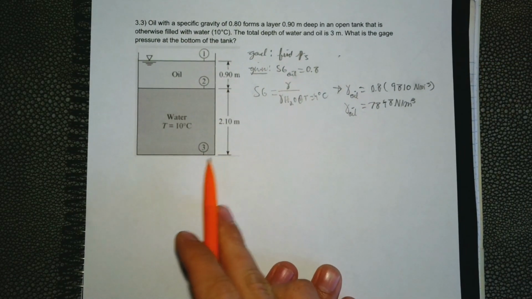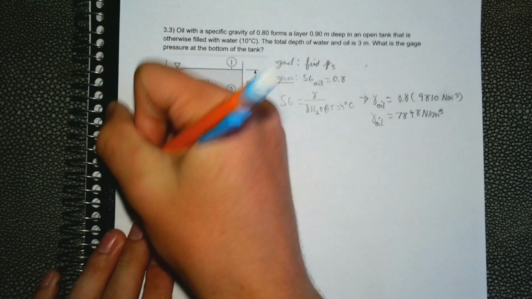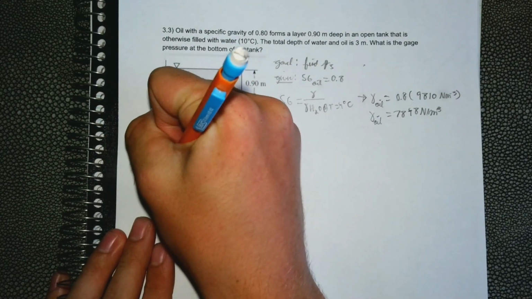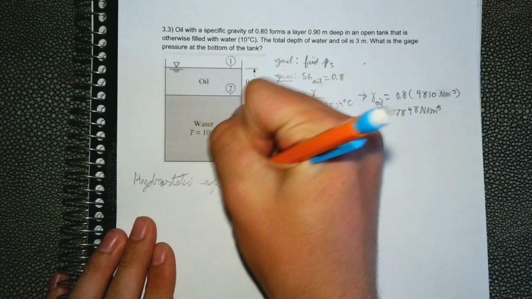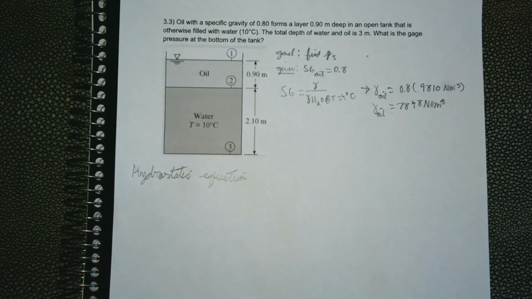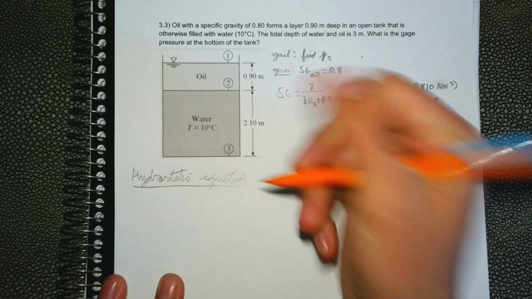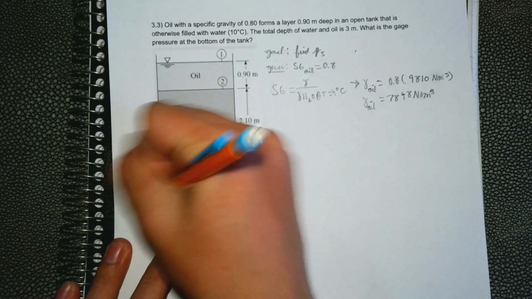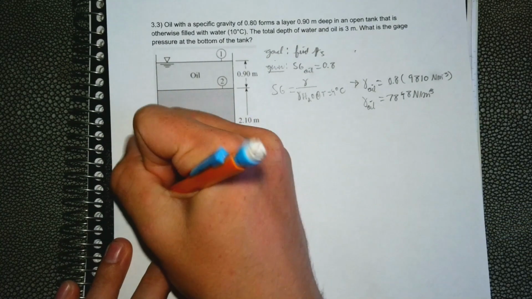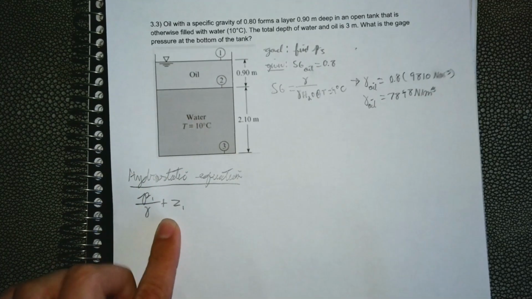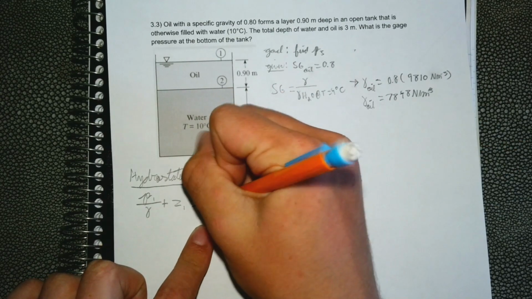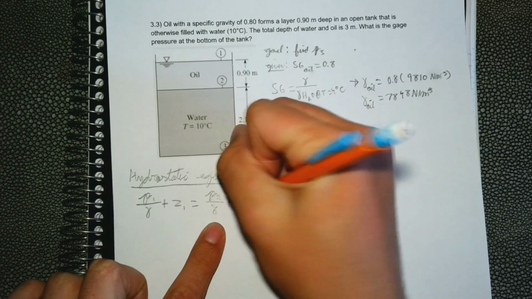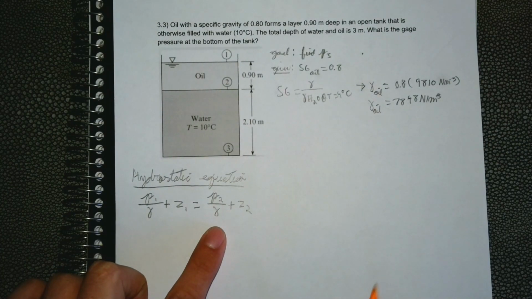To find this, we are going to use the hydrostatic equation. It's a pretty big equation in fluids that will be built upon throughout the course. There are some different forms of it, but the form we are going to be using looks like this: pressure 1 over specific weight plus z, the height, equals pressure 2 over specific weight plus the height or depth at point 2.